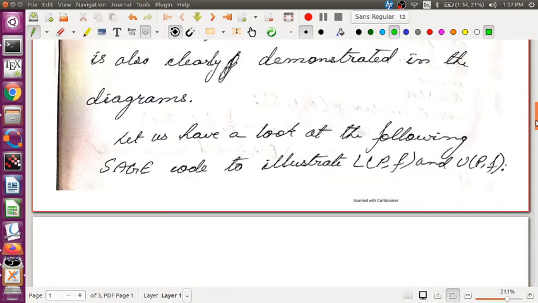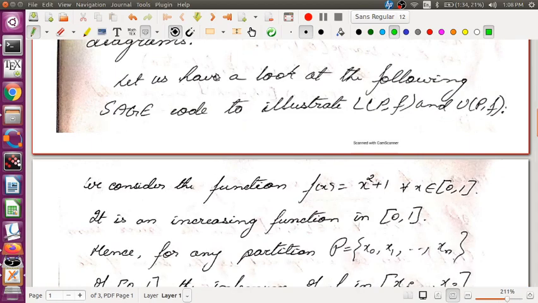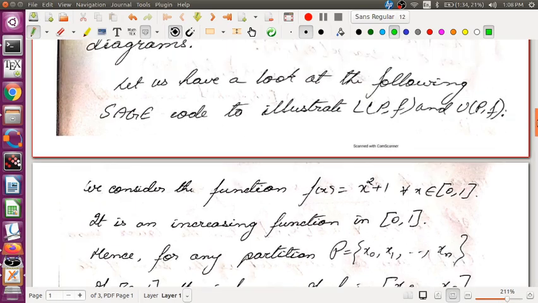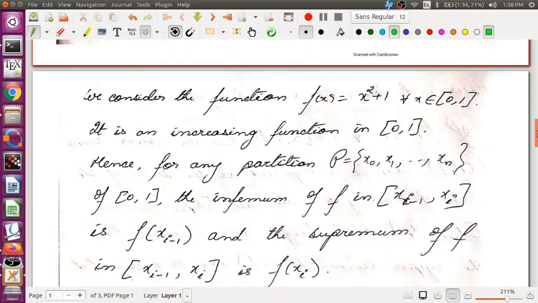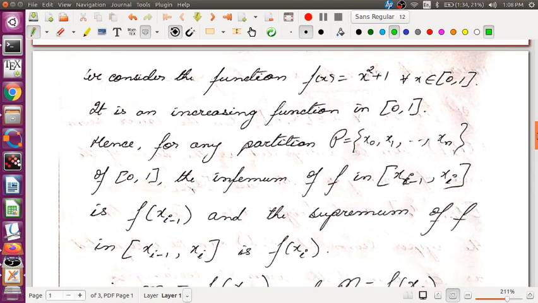We can make use of the software Sage Math that we have already used in practicals to illustrate this lower sum and upper sum. Say we consider the function f(x) equal to x squared plus 1 for all x belonging to [0, 1]. It is an increasing function, as you can see. If you take the derivative, it is 2x, which is always positive in this interval.